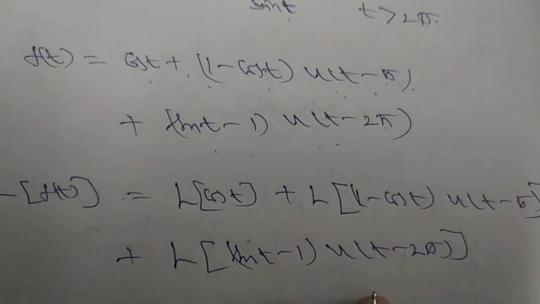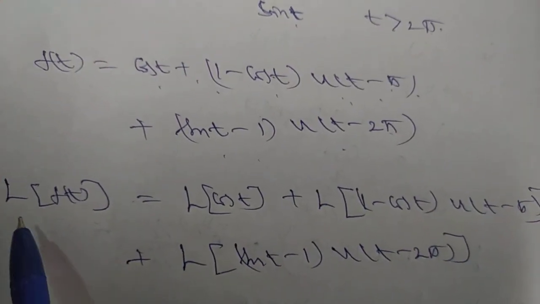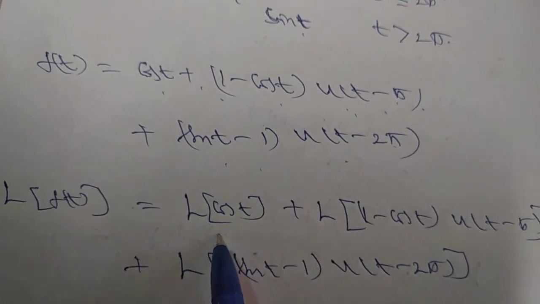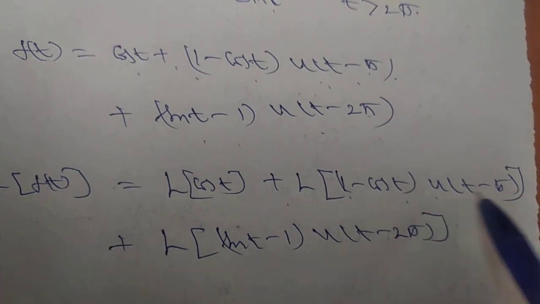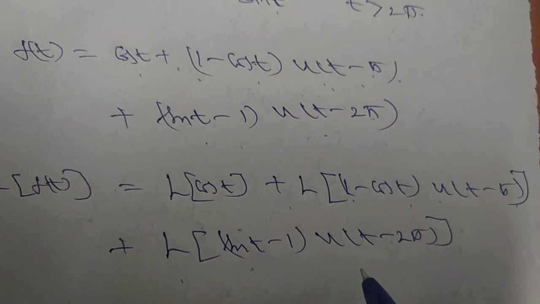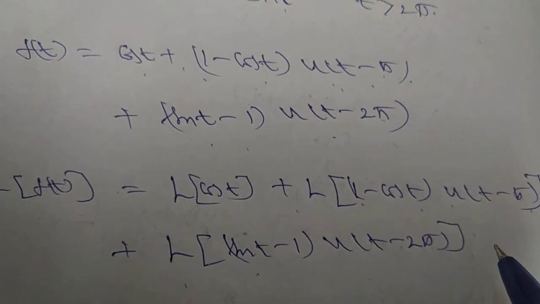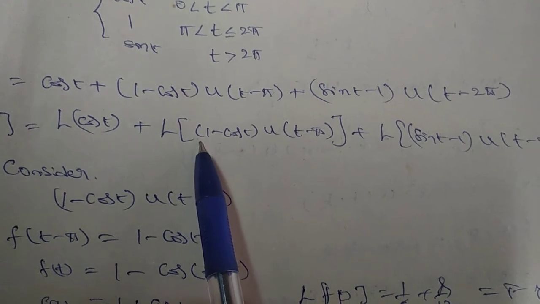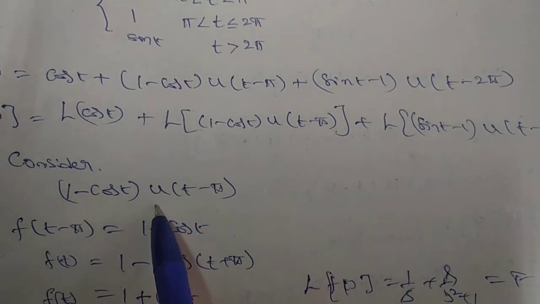Now we want to take the Laplace transform on both sides. So the Laplace transform of f(t) is equal to the Laplace transform of cos t, plus the Laplace transform of (1 − cos t) into u(t − π), plus the Laplace transform of (sin t − 1) into u(t − 2π). Now we take that first part, (1 − cos t) into u(t − π).